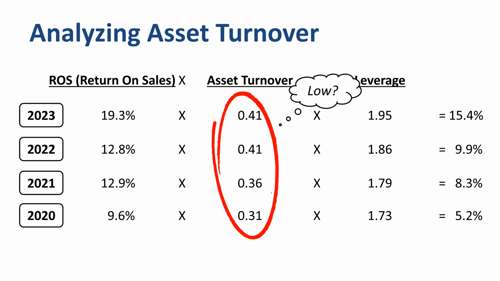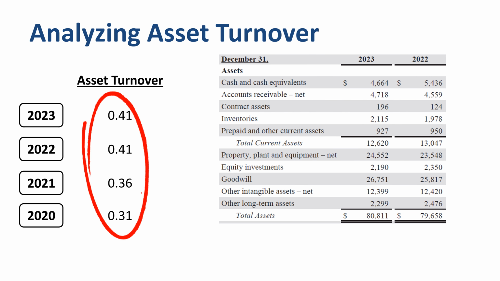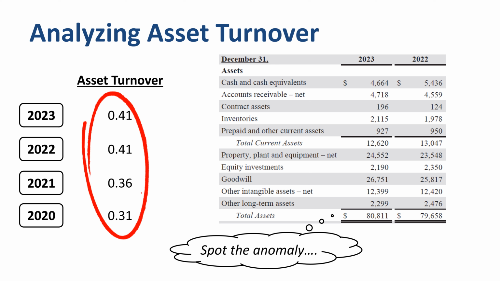Let's review the denominator in the asset turnover calculation. Is there anything in the asset base that is unusual? Spot the anomaly. $26 billion of goodwill and $12 billion of other intangible assets. Those are very big numbers on a balance sheet total of around $80 billion. And they are purely accounting driven, relating to the merger of equals between Praxair and Linde.